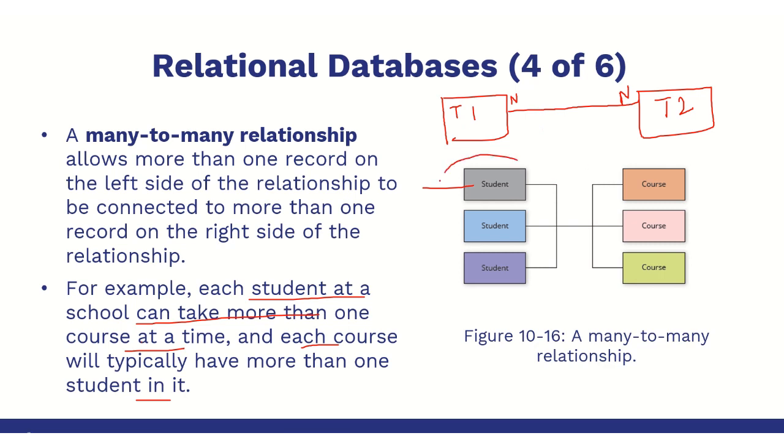So here the left side is the student. So this is n, many student. So you have one student that can enroll in many courses, and also one course can have many students. So this is a typical example of a many to many relationship.